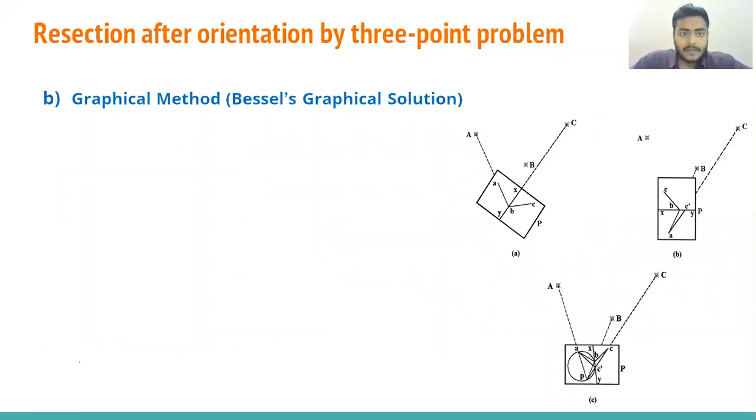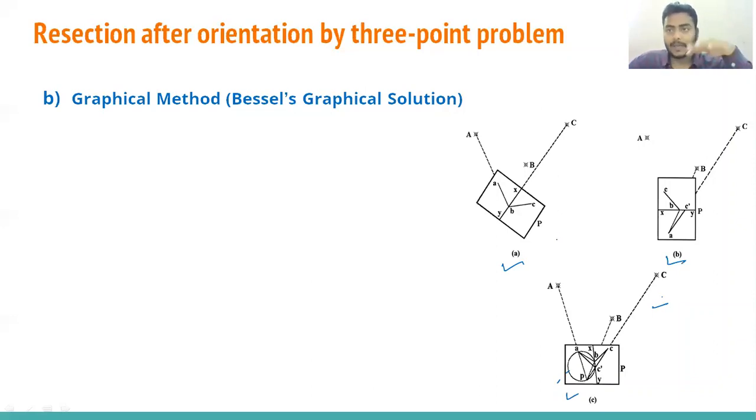The second one is the graphical method, Bessel's graphical solution. You can see in the figure, part A, part B, and part C. I already told you there are stations A, B, C, and they are represented on the drawing sheet or plan by small a, small b, small c, right? What we are doing at station P is locating the P station on the plan, right?